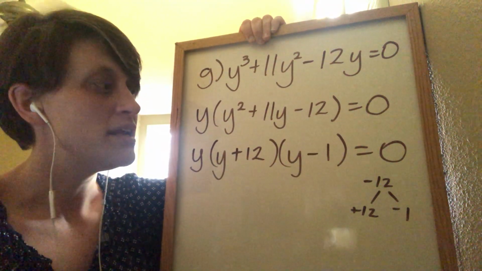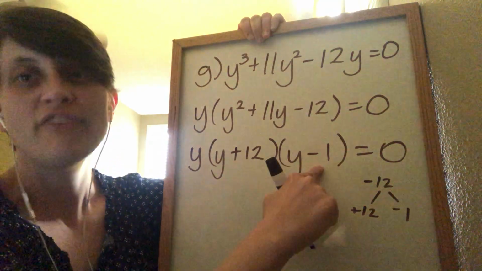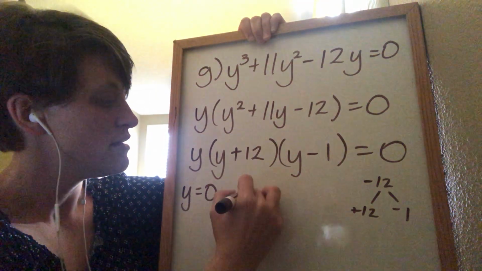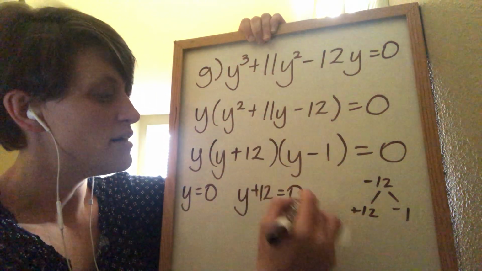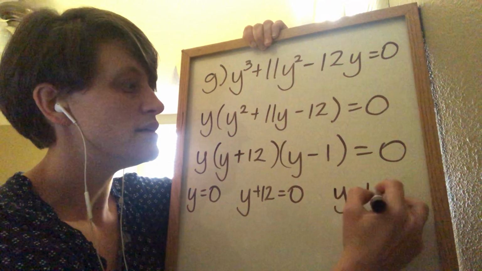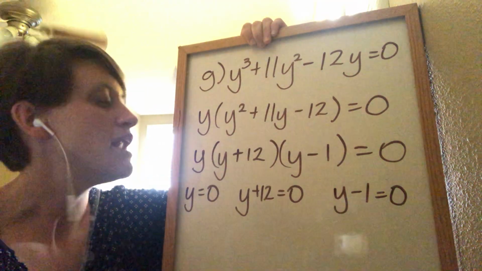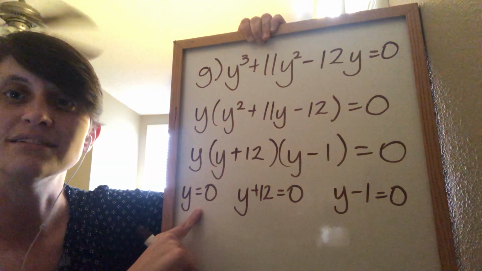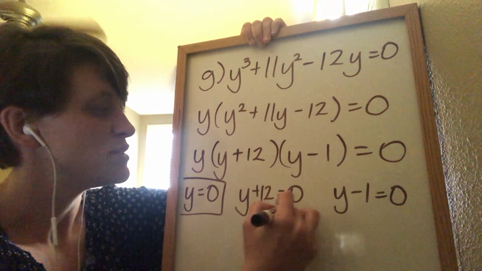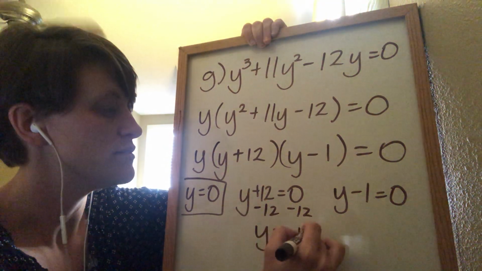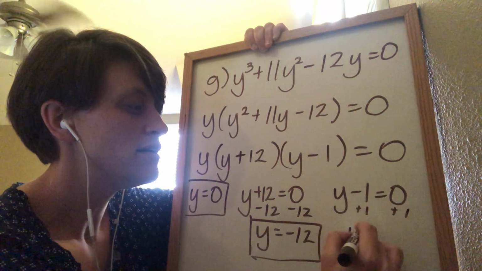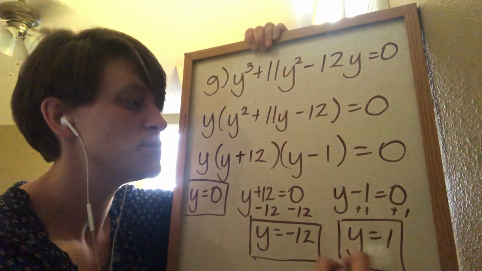And now you're in the same boat you've been in the whole time. Just this time we have 3 factors that we need to set equal to 0. Don't forget about that guy. So y could be 0. y plus 12 could be 0. y minus 1 could be 0. And now we have 3 equations to solve, but one's already done. We set y equal to 0, that counts as a solution. Subtract 12 on both sides here, so y is negative 12. That's another solution. Add 1 on both sides here, and we get a third solution of y equals 1.